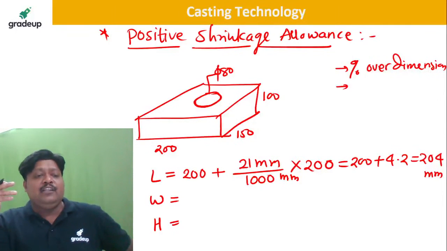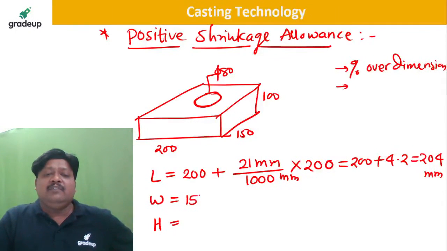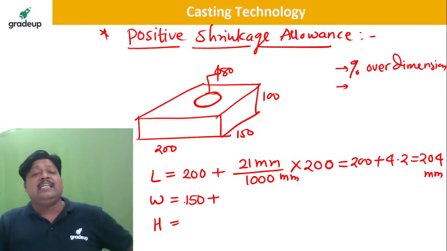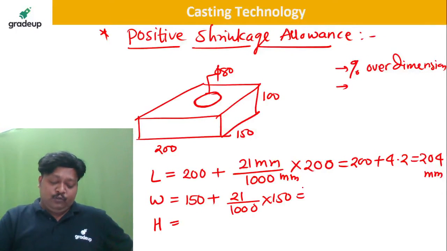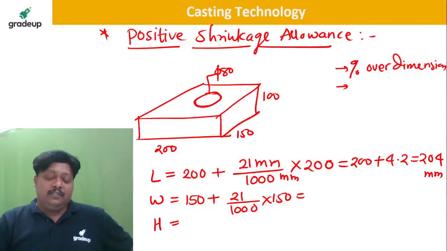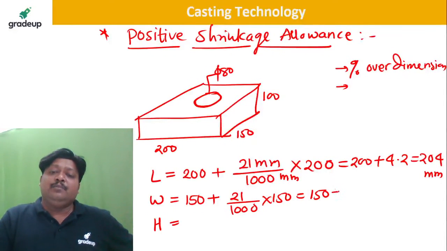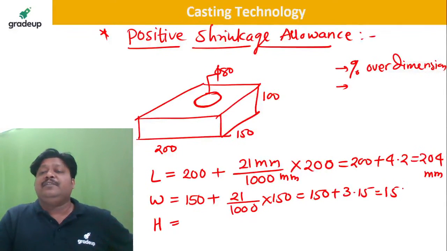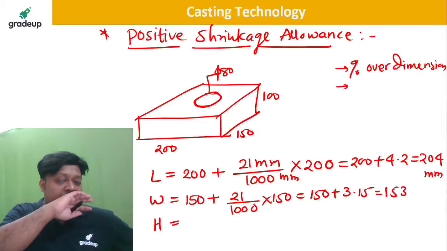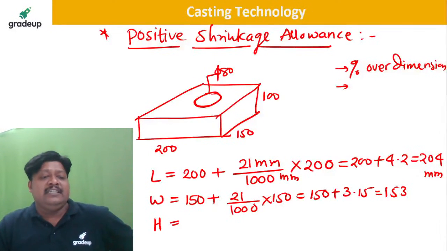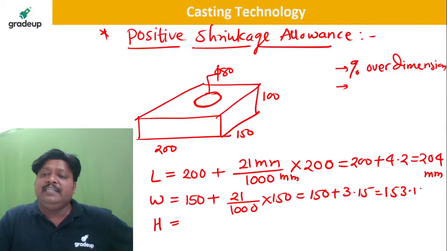Tell me the values. Tell me what is the width. Width is initially 150. Now it is going to shrink, so I have to provide the positive shrinkage allowance. So it will be how much? 21 divided by 1000 into 150. How much is it? It is 3.15. 150 plus 3.15, how much is it? 153.15. Say it is 153. Or you can have 3.2 also. Take the next. Very good, Sharmila. Karthik, very good. 153.15. Okay, very nice.